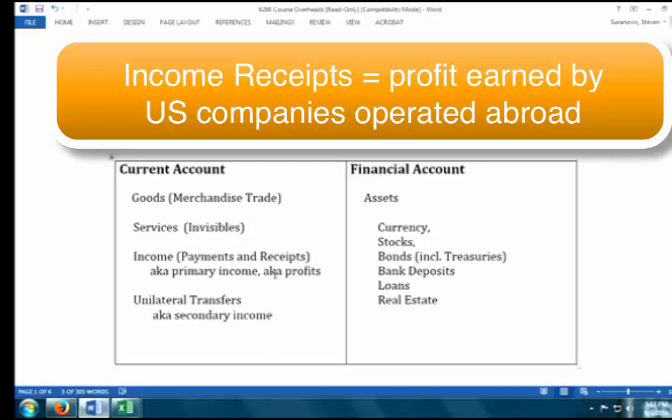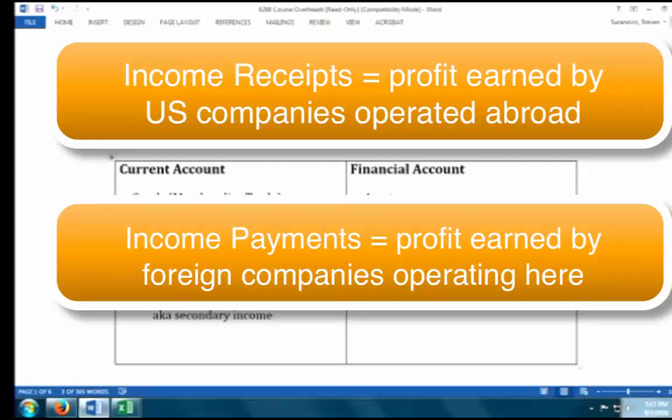Income payment, opposite of that. If a foreign firm is operating in the United States, earning income on that particular activity that's taking place here, that income or profit flows back to the foreign firm or to the foreign owners, we call that an income payment.